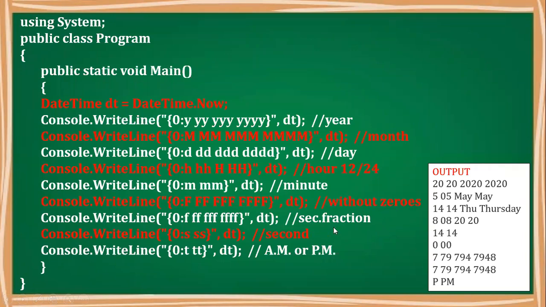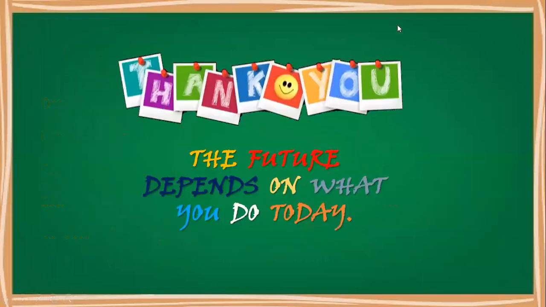Next line, fraction of a second, fraction. It is going to give you the fraction in the same type. The last one: if you are writing single t, it is going to give A or P as per the time. If you are writing tt, it is going to write AM or PM, both letters. So this is how the DateTime and TimeSpan class works. We have completed DateTime, TimeSpan class and the methods and functions of it.